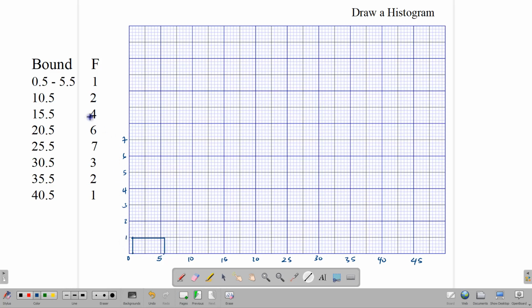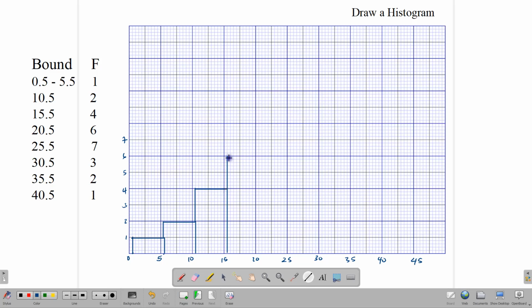With the next one, the frequency is 2. So it's going to start here and go up to 2. Go over to 10.5. And that's what it will be. The next one will be 15.5 to 4. So we drop in that one, draw it across, 15.5, and then drop that one down. Then 20.5 to 6. So here's our 6.